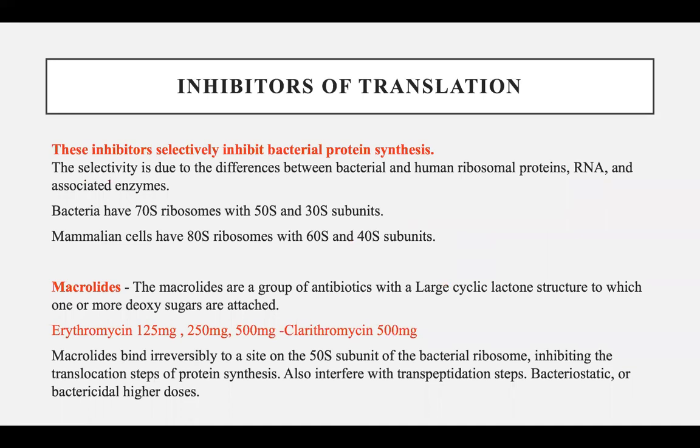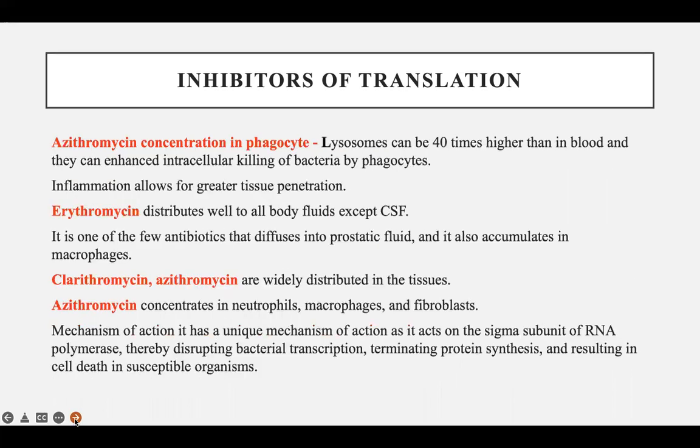So firstly, the macrolides. The macrolides are a group of antibiotics with a large cyclic lactone structure to which one or more deoxy sugars are added. Macrolides bind irreversibly to a site on the 50S subunit of bacterial ribosome, inhibiting the translocation steps of protein synthesis. It also interferes with transpeptidation steps. A few examples are erythromycin, clarithromycin, and azithromycin, and different concentrations are used of these.